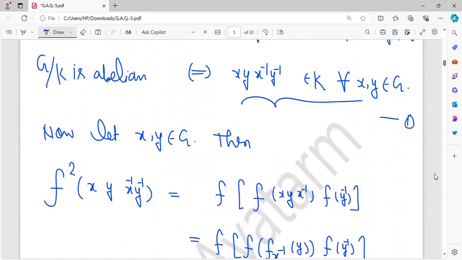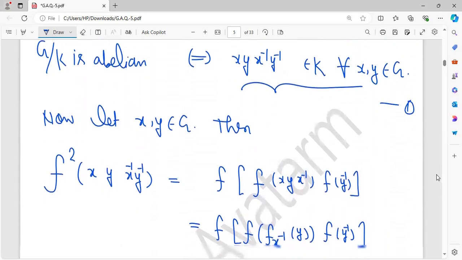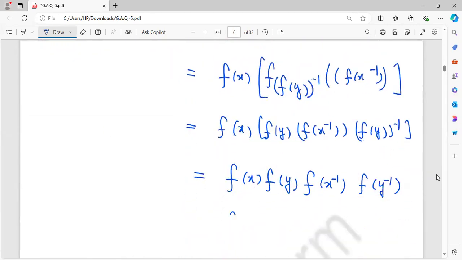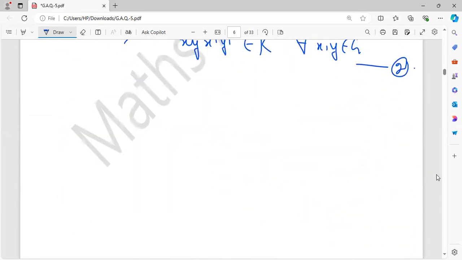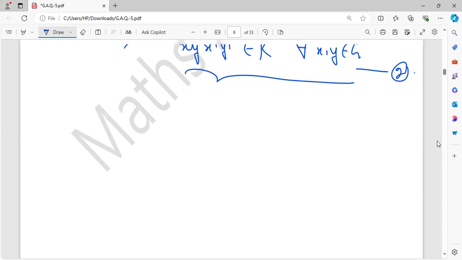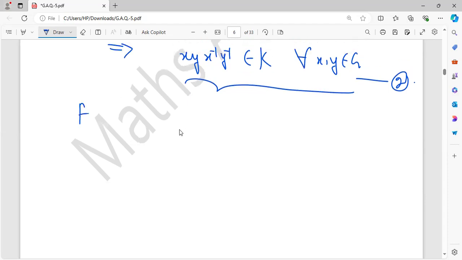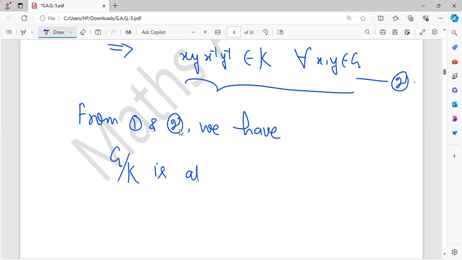So from 1 and 2, what do we have? This holds for every x, y belongs to G. From 1 and 2, G upon K becomes abelian. We have that G quotient K is an abelian group. So it is true.